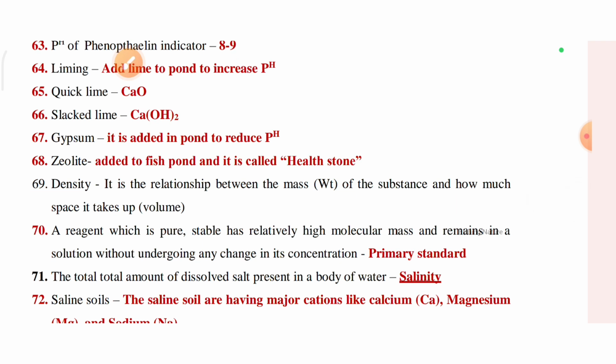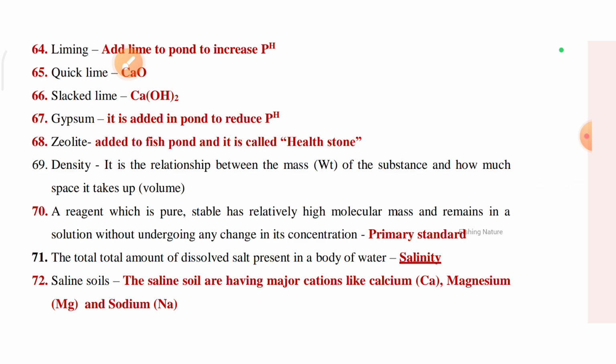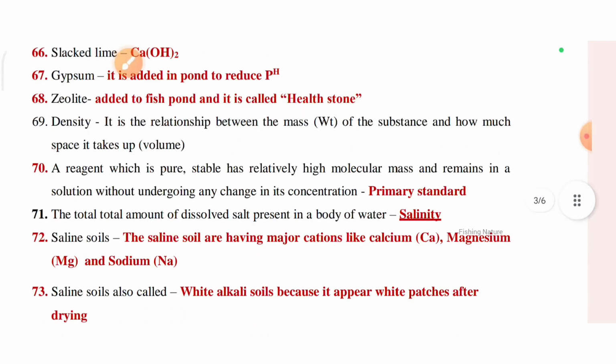Next, gypsum is added to the pond to reduce the pH, so in basic conditions we use gypsum. Next, zeolite is added to the fish pond and it is also called the health stone.